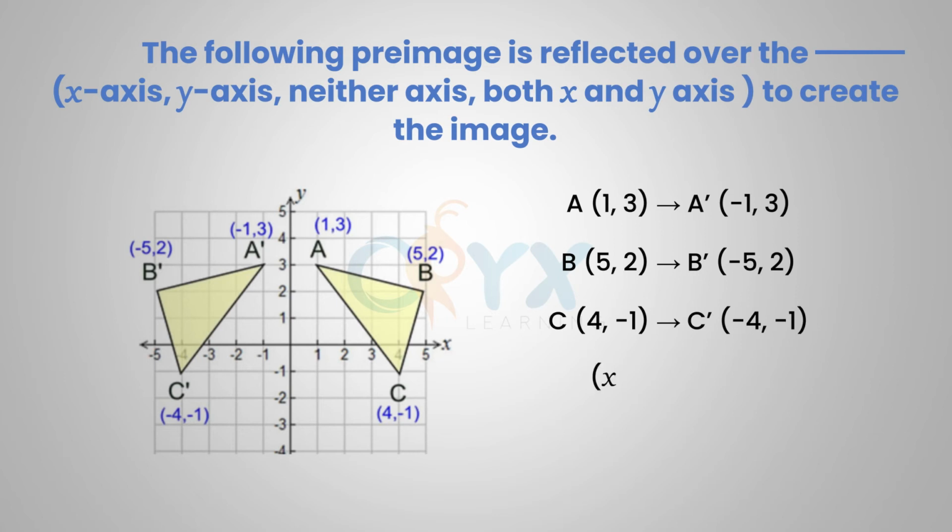This means that (x, y) became (-x, y). The x was multiplied by -1. So the following pre-image was reflected over the y-axis.